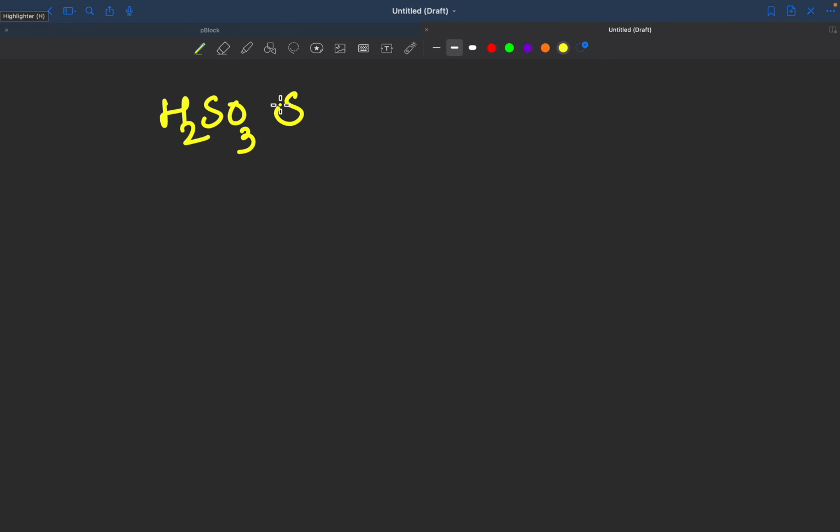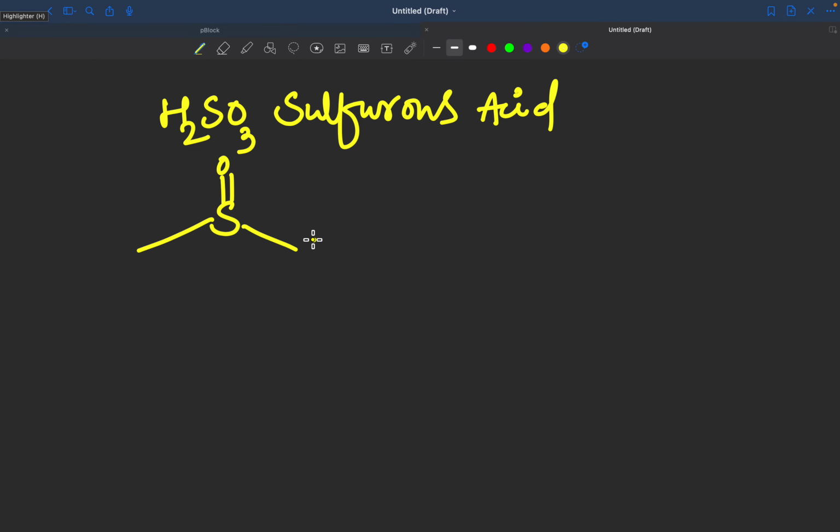H2SO3 is known as sulfurous acid. You have one sulfur, a double bonded oxygen, and two OH groups connected to it, right? And there is one lone pair here. One lone pair is present in H2SO3 because sulfur has 6 electrons, 1, 2, 3, 4, 5, 6, which are used. Sulfur's oxidation number is +4, that's why it ends with sulfurous acid.